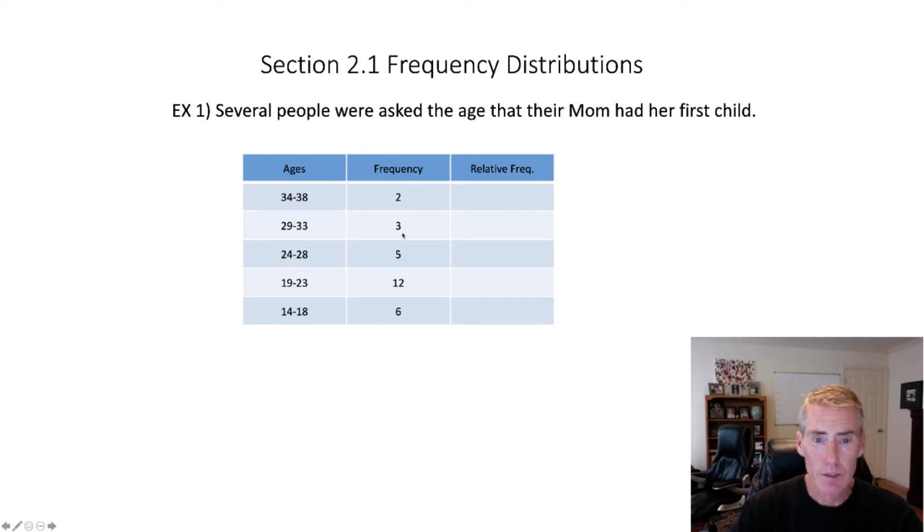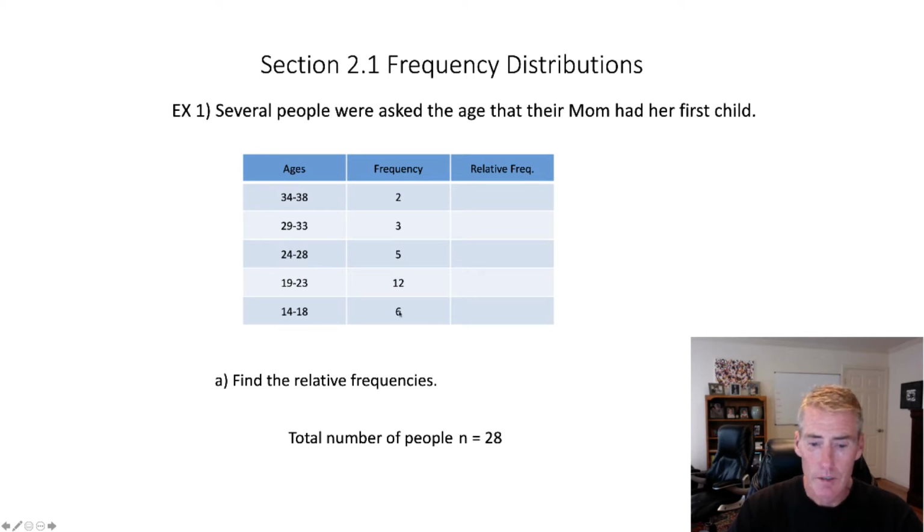Now find the relative frequency. So the relative frequency basically means this was 2 out of how many people total. So first of all, the total number of people, when you add those up, this is going to be 2 plus 3 is 5. Another 5 makes 10. Add that to this and that's 22. 6 more is 28. So that's called the sample size. N is equal to 28.